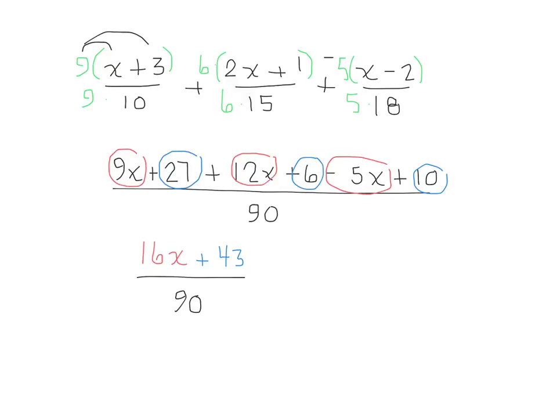Now, if all three of those parts, the 16x, the 43, and the 90, were all divisible by the same number, then we should certainly reduce the fraction. But in this case, 16x, 43, and 90 do not have any common factors, and therefore this is our final answer.